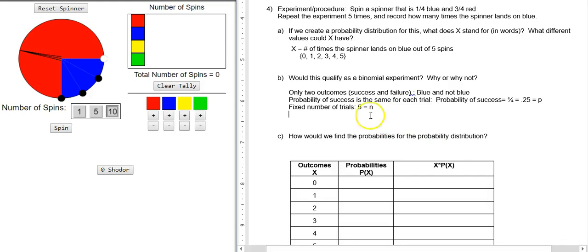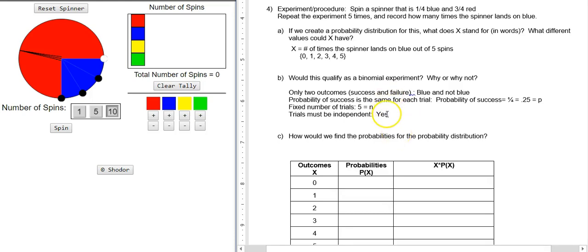And the last one kind of goes along with the second one that I have listed here. The trials must be independent. We already said that the outcome of one trial can't affect the outcome of any other trials. So in this one, each time we spin the spinner, it's going to be a different thing. The way it ends up one time won't affect the way it ends up the next time. That's what we have to assume here for this to be a binomial experiment. So we can assume here that the trials are independent.